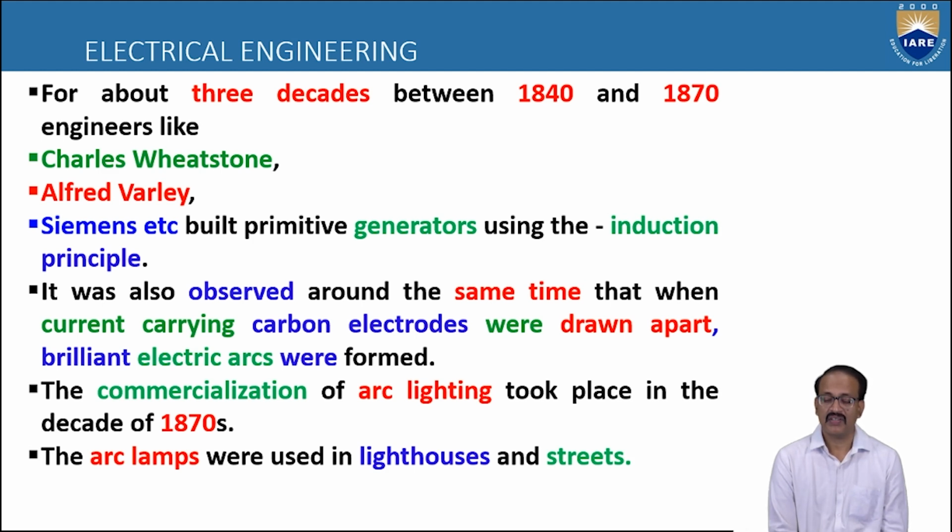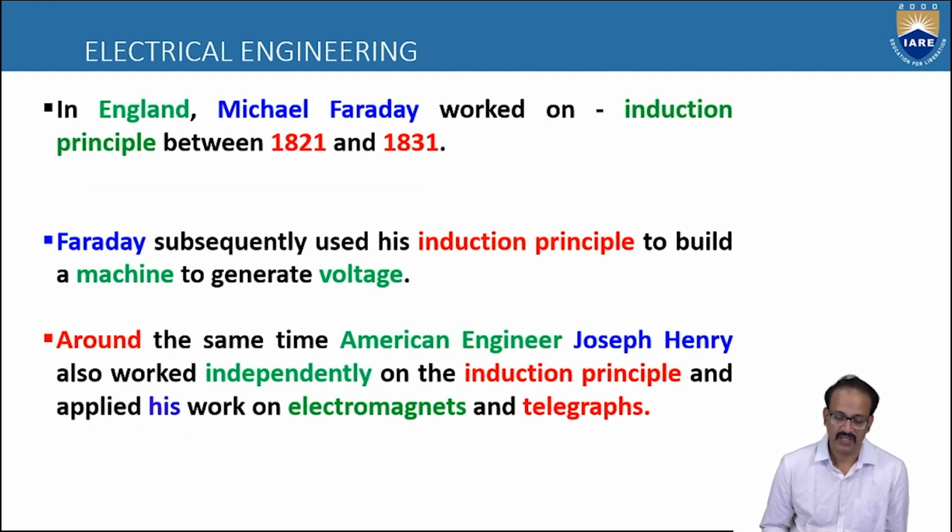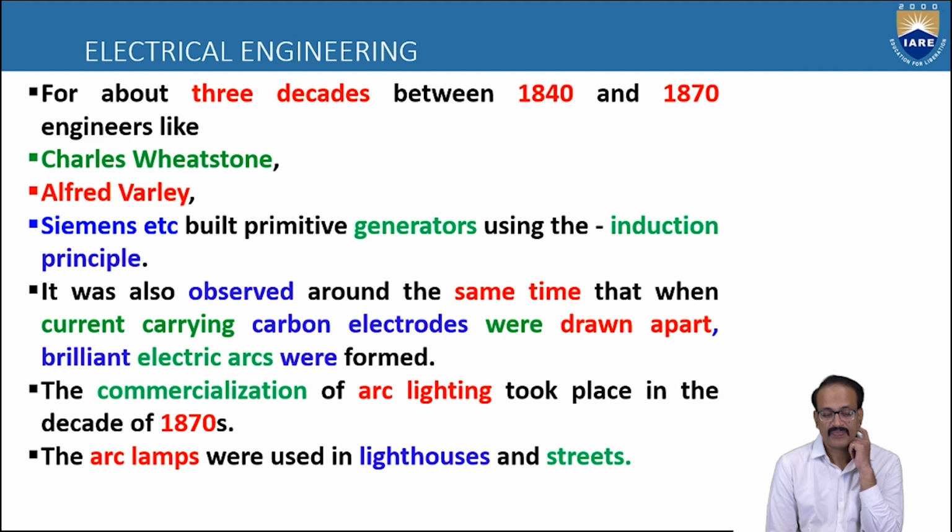Afterwards, from 1840 to 1870, Charles Wheatstone, Alfred Varley, and Siemens built primitive generators. So in 1842, they were able to build primitive generators based on this induction principle, which was proposed by Faraday and also parallelly by Henry.